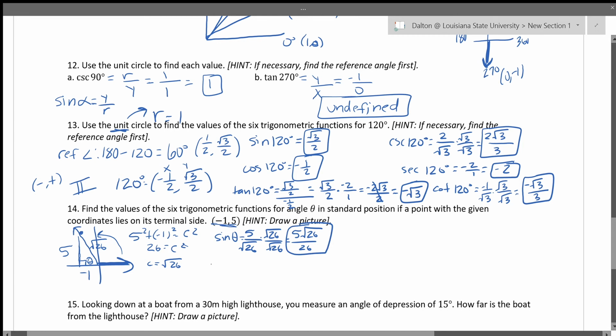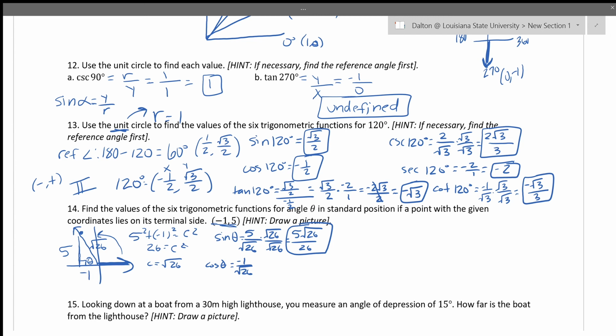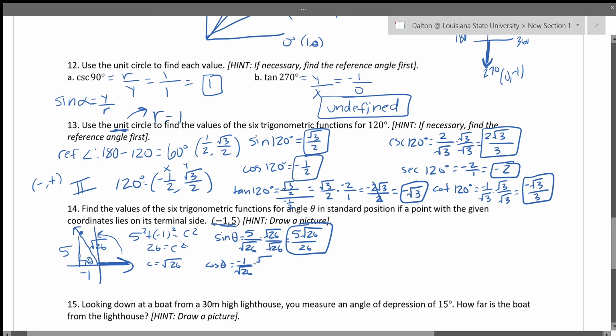The cosine of theta is adjacent over hypotenuse, or x over r. Either way, negative 1 over the square root of 26. So again, I want to clarify, the radius in this case is the hypotenuse of the triangle. And then we have to rationalize this guy as well. Multiply straight across, negative square root of 26 over 26.